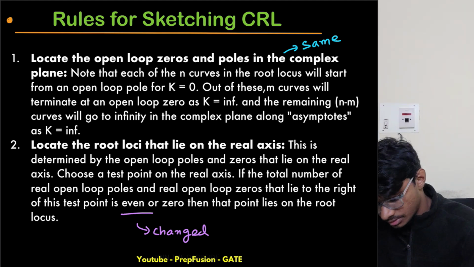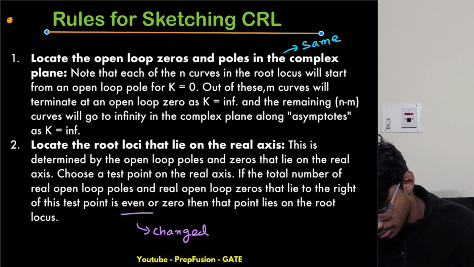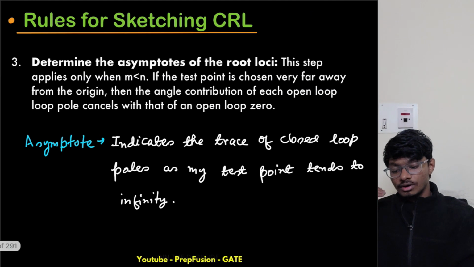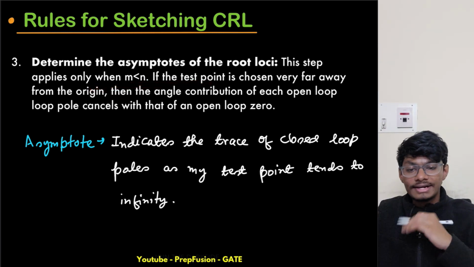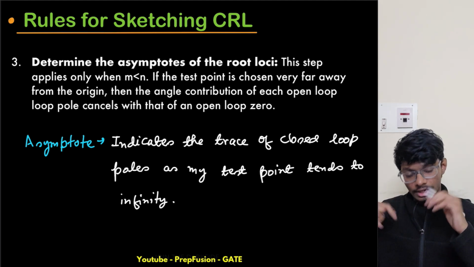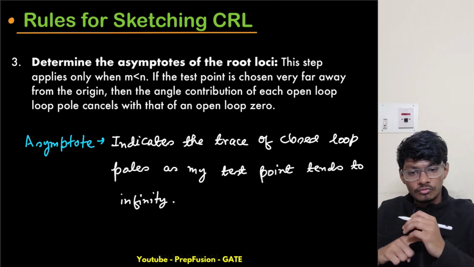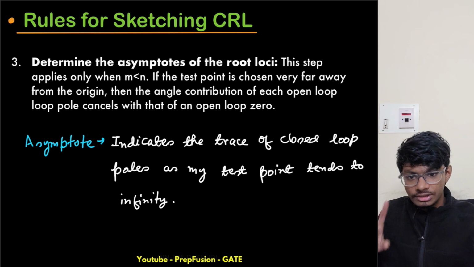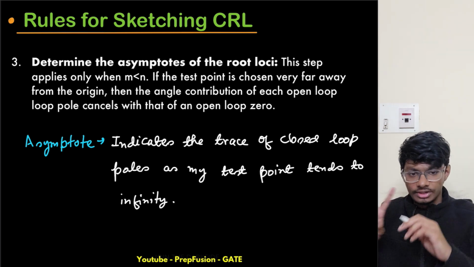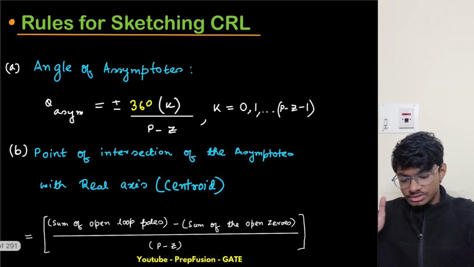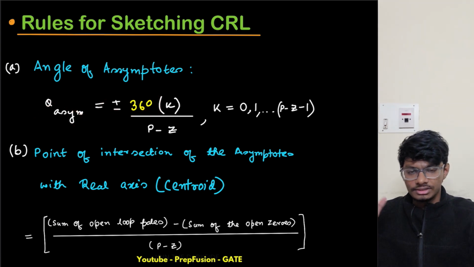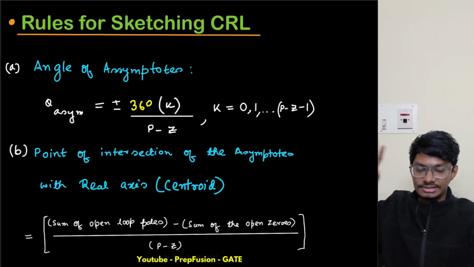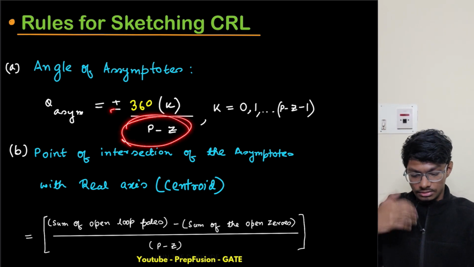Now what else has changed? Does the asymptote condition change? Yes. Try to remember when we proved the condition for asymptotes, we used the angle condition. There what we derived was that theta asymptote should equal 180, something like that. I hope you remember. Everything cancels out and then we get 180 and this p minus something.